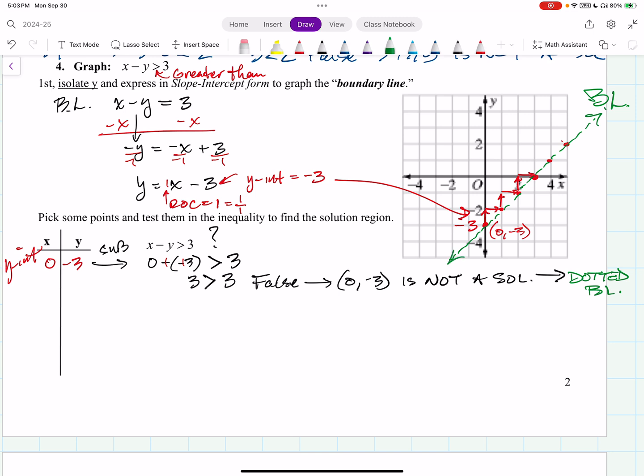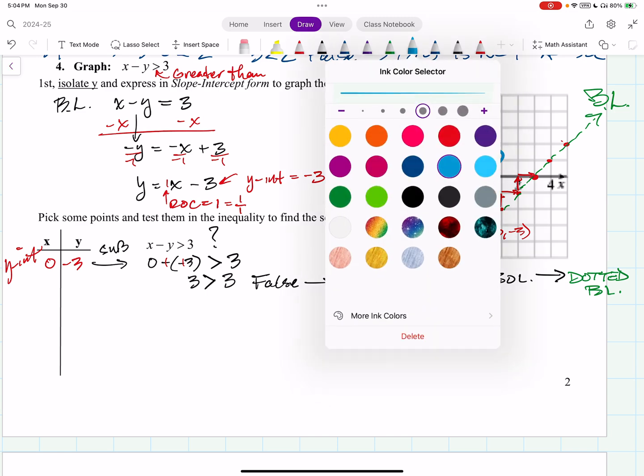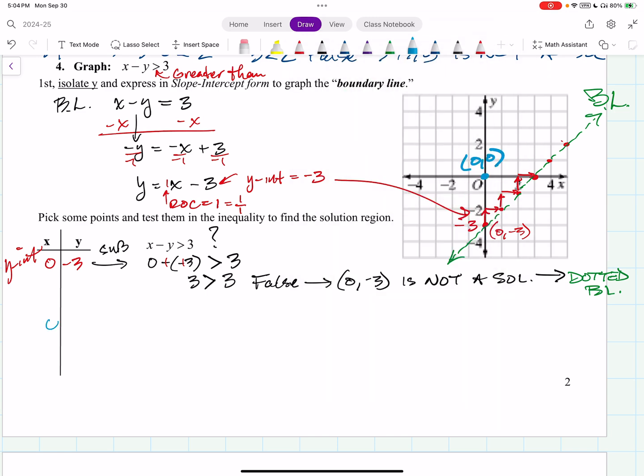Okay, so you only have two choices. Either they're above the boundary line or below the boundary line. So what I tell my students to do is always pick the origin because dealing with 0 is a piece of cake. All right, so the origin is 0, 0. So let's test it. Let's see if it's a solution. 0, 0. So you put zeros in. Is 0 minus 0 greater than 3? Well, 0 minus 0 is obviously 0, and 0 is not bigger than 3. This is false. Okay, what does that mean? It tells you that 0, 0 is not a solution.